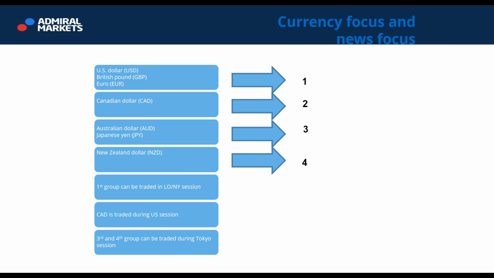You want to positional trade euro, dollar and pound during London session. Canadian dollar can be traded during the US session. Australian dollar and yen are third group, that can be traded during Tokyo session. In the third and fourth group belongs also New Zealand dollar. So these are London, New York session, this is New York session, this is Tokyo session. And occasionally Wellington session if we have a cash rate announcement for New Zealand dollar.